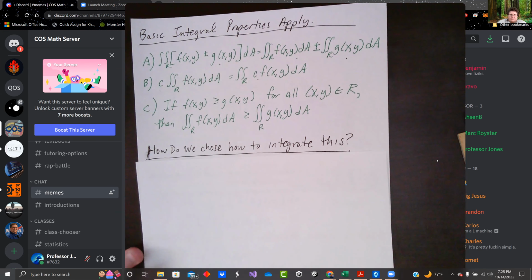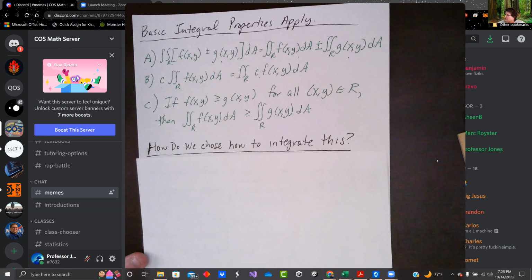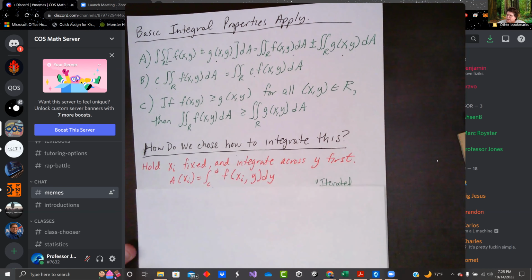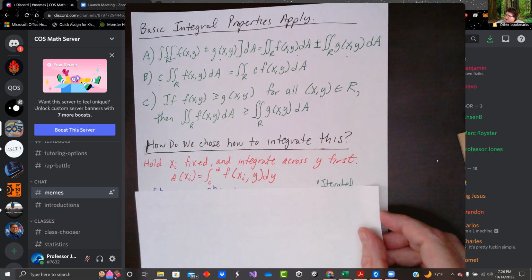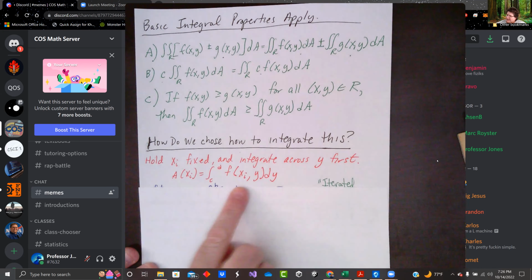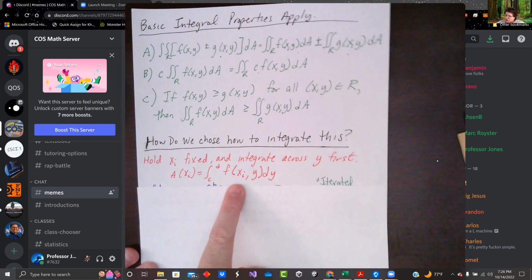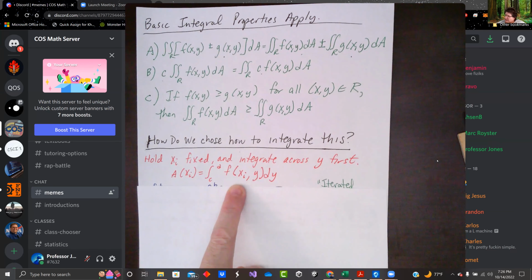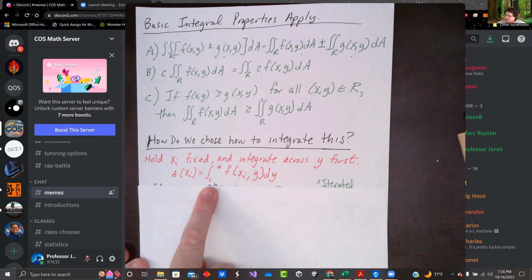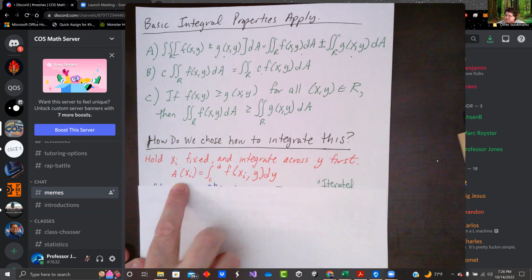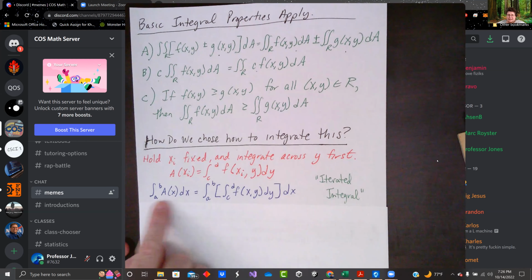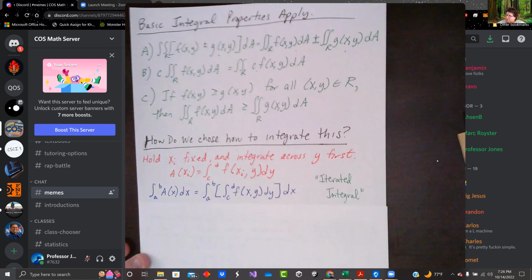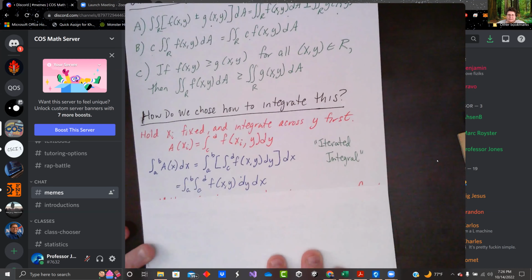But how do we choose to integrate this? So we got x's and y's. We've got two strategies we can go with. We can hold x_i fixed and integrate across y first. So we're doing it with respect to y. So we have an integral of f of x_i, y dy just along a single block for x_i. We'll go from c to d. The result will be a function that no longer has y in it. It'll just have x. So we call it A of x. And so the integral from a to b of A of x dx, we plug A of x inside, and we see that the double integral is the integral from a to b, c to d, of f of x, y, dy dx.